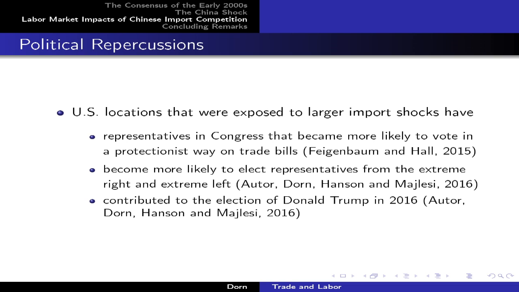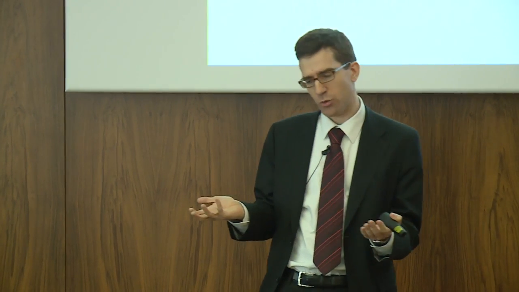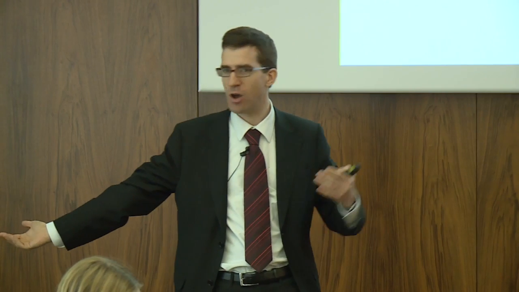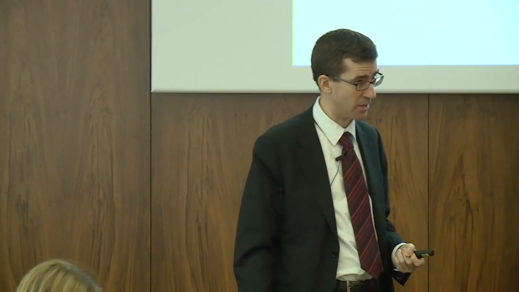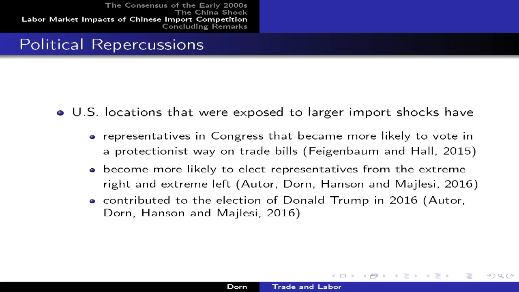There is also evidence that much more generally, beyond free trade bills, these locations have become more likely to elect politicians from either the far left of the spectrum or from the far right, such as members of the Tea Party movement. And most recently, it has been shown that those locations also contributed notably to the electoral victory of Donald Trump.